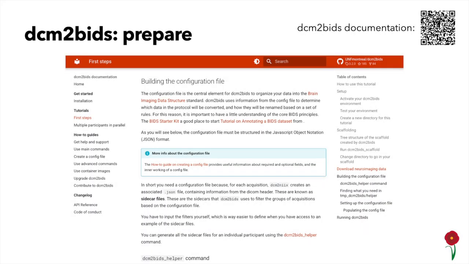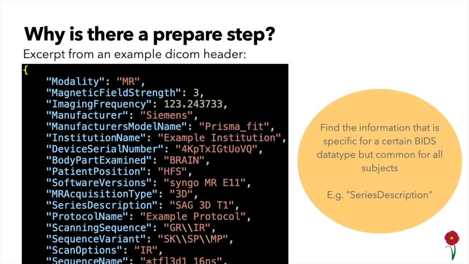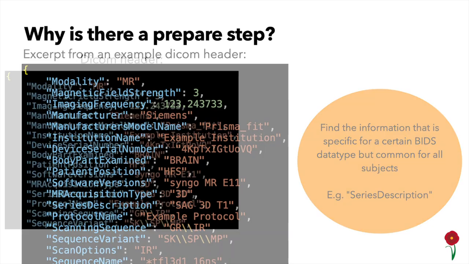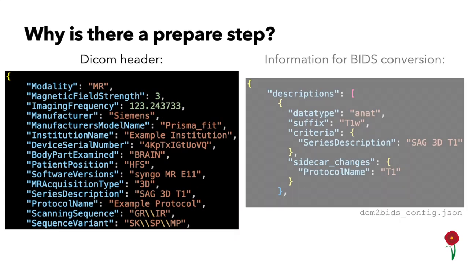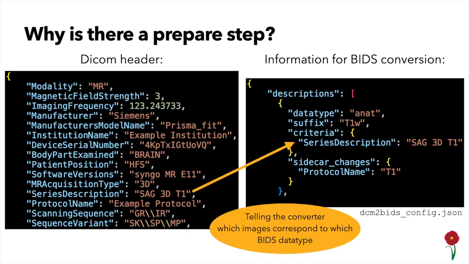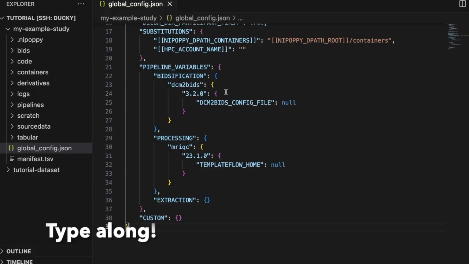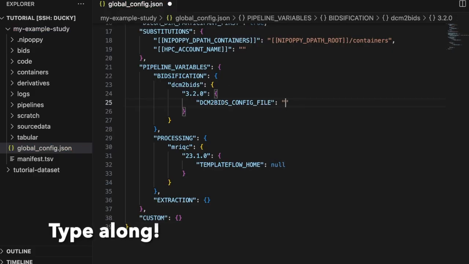dcm2bids expects us to pass a config file in JSON format, which holds information to determine which sequences from the entire MRI acquisition protocol will be converted to NIfTIs and how they will be named based on the BIDS standard. The information for this config file will be extracted from one participant's DICOM images header, which we obtain from the Nipoppy bidsify prepare step. We need to insert the path to this file in the global config file.